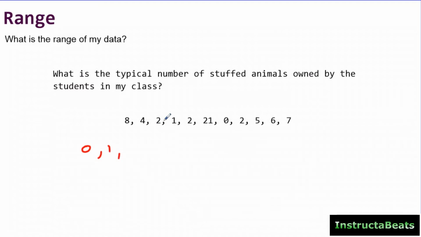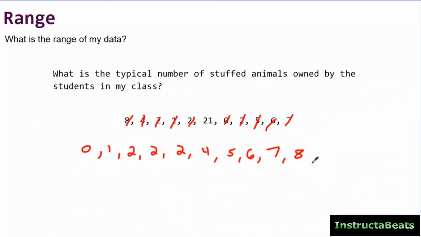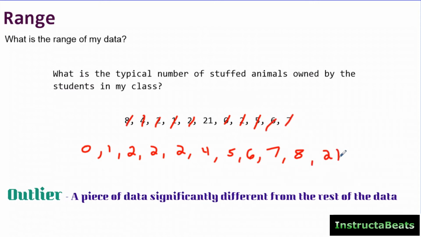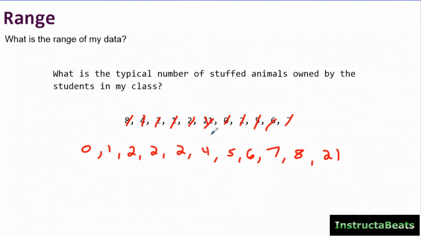Then I had a 1, I'm going to cross it out as I go to make sure I don't forget anything. And then I had 1, 2, 3 twos. So 3 people had 2 stuffed animals. Then I had 1 person with 4. I had 1 person with 5. So let me cross both of those out. Then I had somebody with 6, somebody with 7, somebody with 8. And then I had this large number out here, and this is actually called an outlier, and somebody had 21. I don't know why you need 21 stuffed animals, but that's okay. Everybody has their own thing they like.